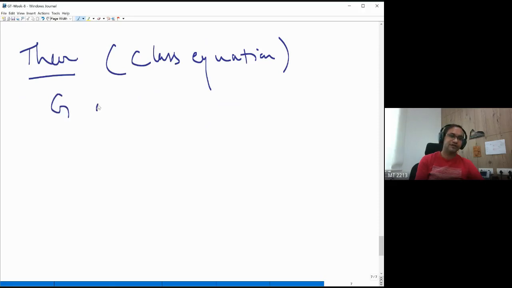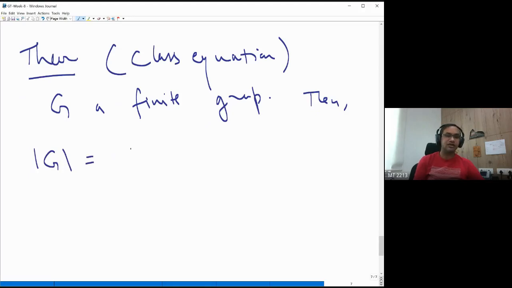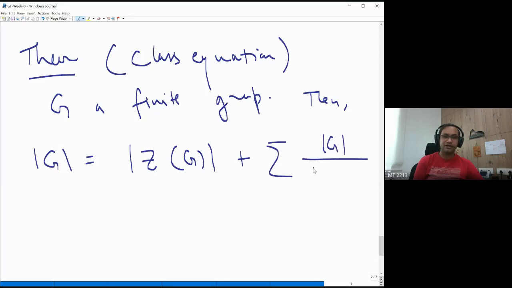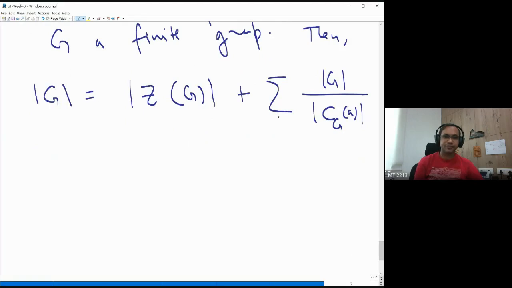Okay. So G is a finite group. Then there is a formula to calculate the size of G. The formula says that the order of G is the order of the center of G plus the summation over the order of G divided by the order of the centralizer of elements in G, and this runs over those representatives of the non-central conjugacy classes.